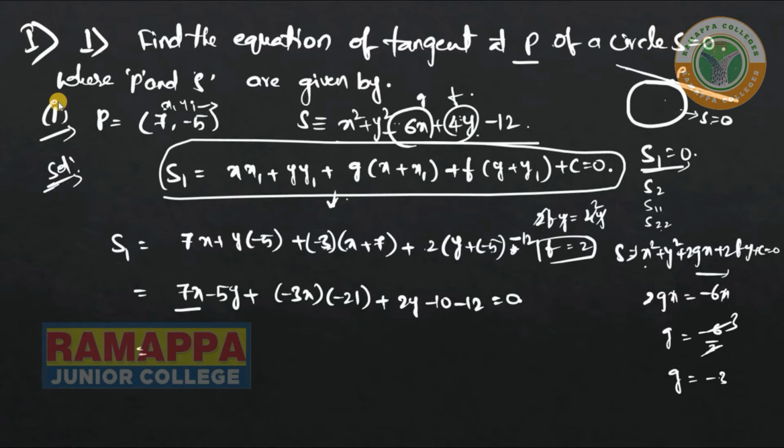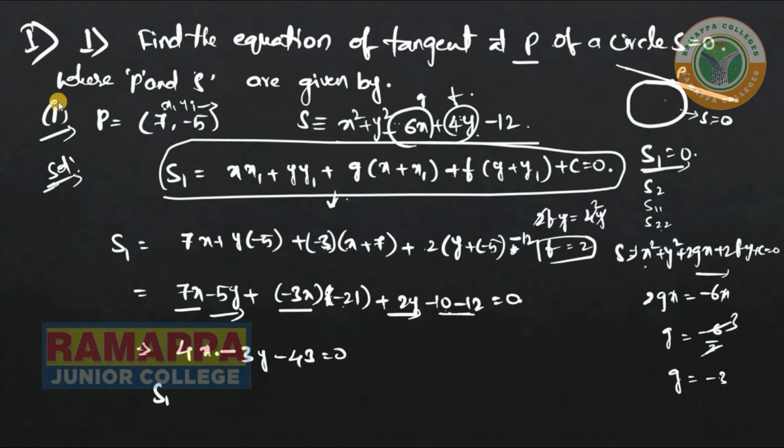So 7x minus 3x is 4x, and 2y minus 5y becomes minus 3y. Here 21 remains, it will be minus 21. Minus 21 means not multiplication, it is directly minus 21. Adding the constants, the total becomes minus 43, which is the answer.